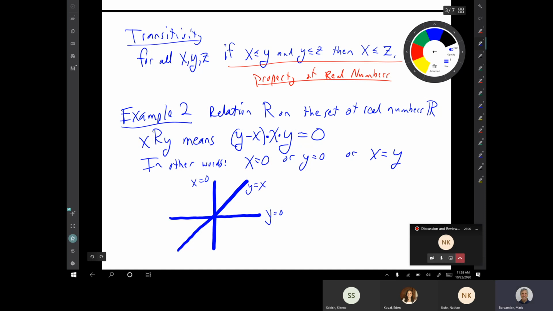So those are the three lines in the plane that have those equations. So that's the graph. So based on the graph, what are the properties of this relation? Is it reflexive? Is it symmetric? Why? Is it transitive? Sienna, you've been a little quiet. What do you have to say about this one? Can you weigh in on this? Is this relation reflexive?